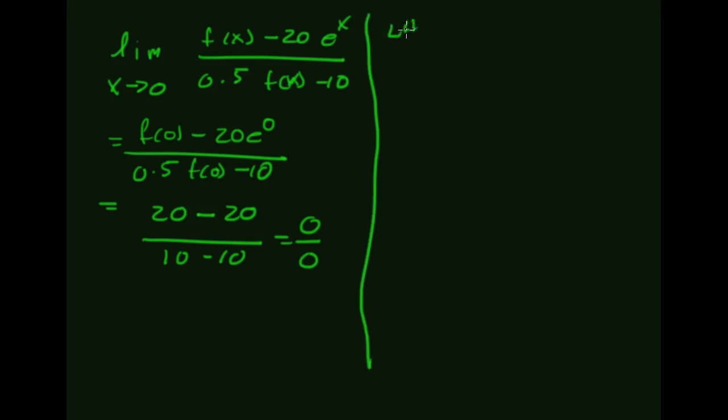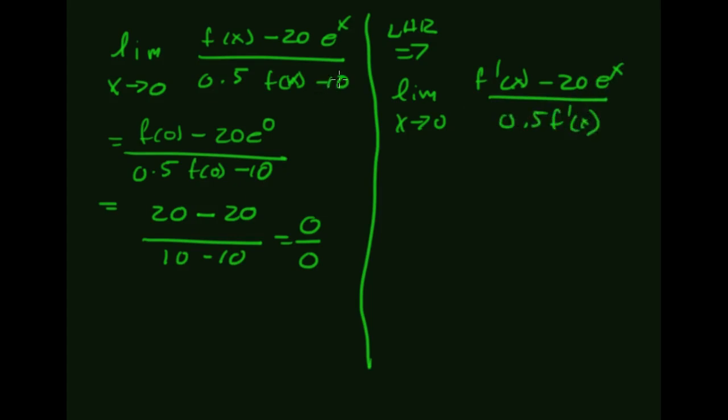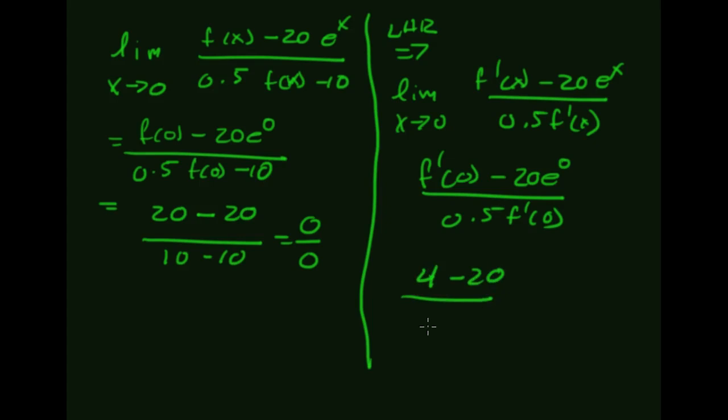which is what I need for L'Hopital's rule. Okay, so L'Hopital's rule gives me a limit as x approaches 0 of f prime of x minus 20e to the x over 0.5 f prime of x. And remember, the derivative of the negative 10 there is just 0. Now plug in the zeros again, I get f prime of 0 minus 20e to the 0 over 0.5 f prime of 0. The derivative at 0 is 4, so 4 minus 20 over half of 4, which is 2, is negative 16 over 2, which is negative 8. And again, you'll note, solved all 4 parts of the problem, didn't touch a calculator at all.